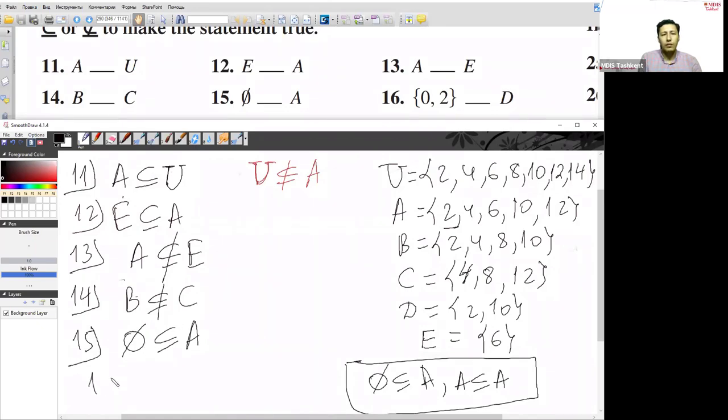Number 16. {0, 2} subset of D. Is it true? So 2, do we have 2 in D? Do we have 0 in D? No, we don't have 0 here. So it is not a subset.